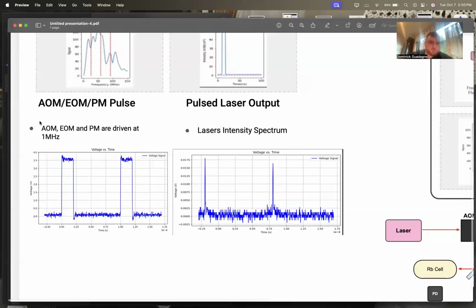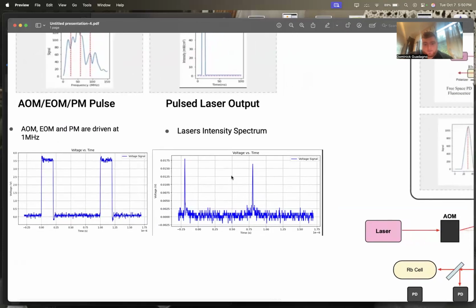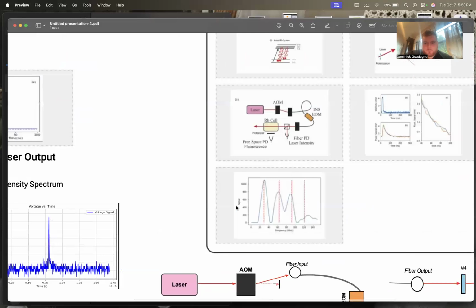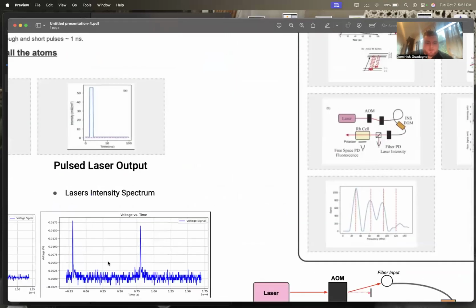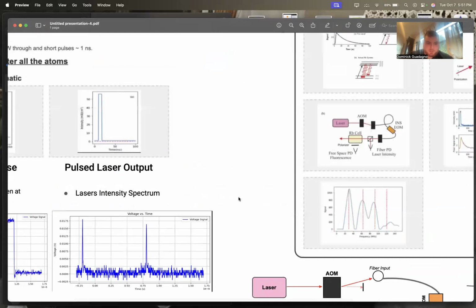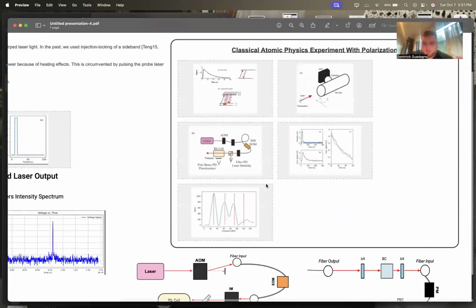So we drive the AOM, EOM, and the phase modulator, which I'll talk about a little bit, at a 1 megahertz signal, and this is what the signal that we send looks like. And this here is the laser. After we pulse the laser, it looks something like this. This is essentially the intensity. It's voltage versus time because it's through an oscilloscope, but it has a linear relationship.